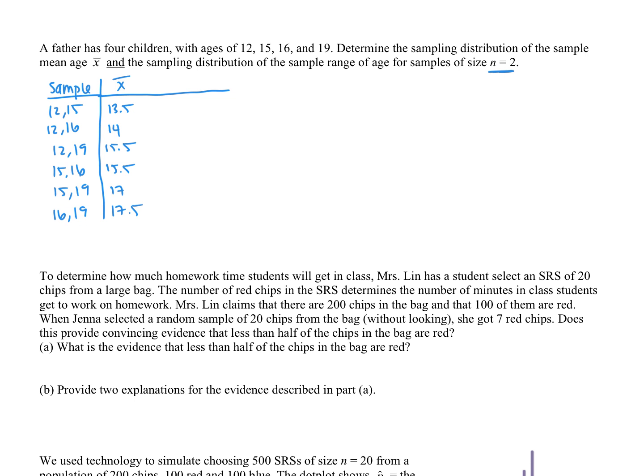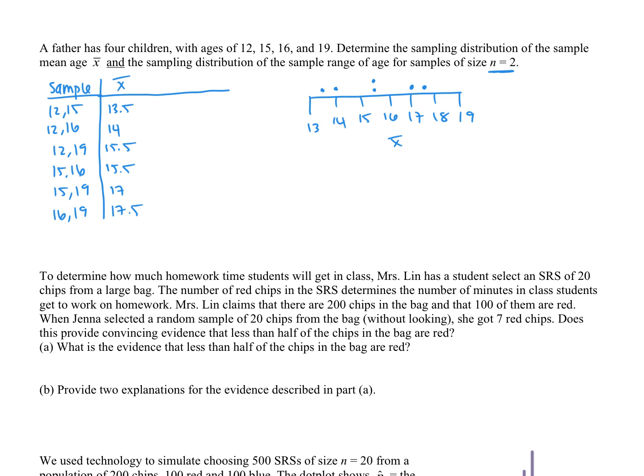So if I want to display that distribution then, I have to go from 13 to 17.5. So 13, 14, 15, 16, 17, 18. Each dot is going to represent a sample mean. So I have 13.5, I have 14, I have 15.5, 15.5, 17, and 17.5. So this is a sampling distribution: all the possible values of X bar and how often they occur.